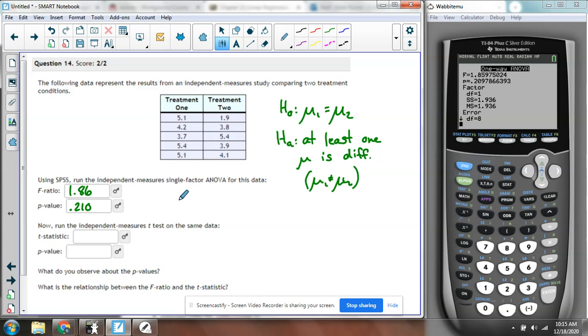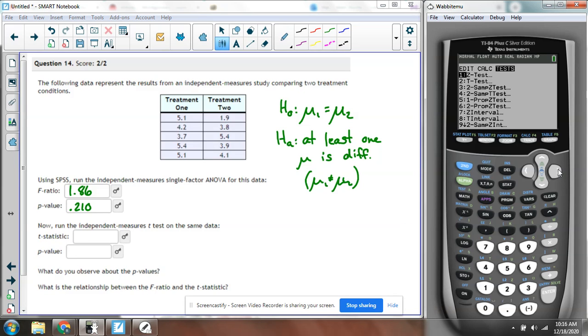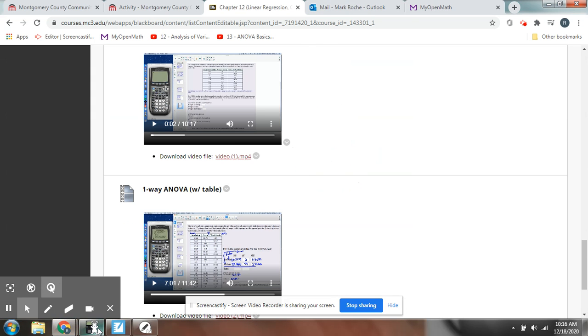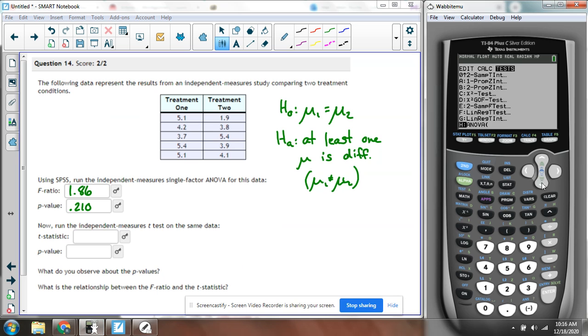Okay, so now it says, now run the independent measures t-test on the same data. All right, so that's going to require a different test. So we're going to go back to our stat menu, over to tests. We're still going to scroll up, but you'll see, so you're not going to scroll up, you're going to stay where you are. You're going to stay right here at the top. It's the two sample t-test, option 4.